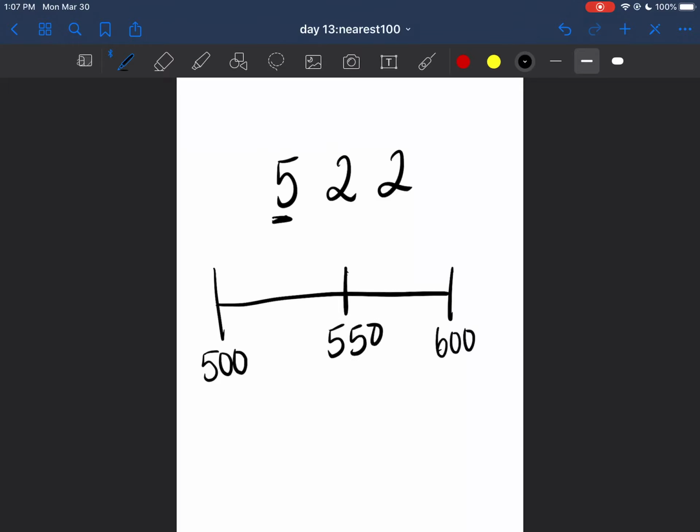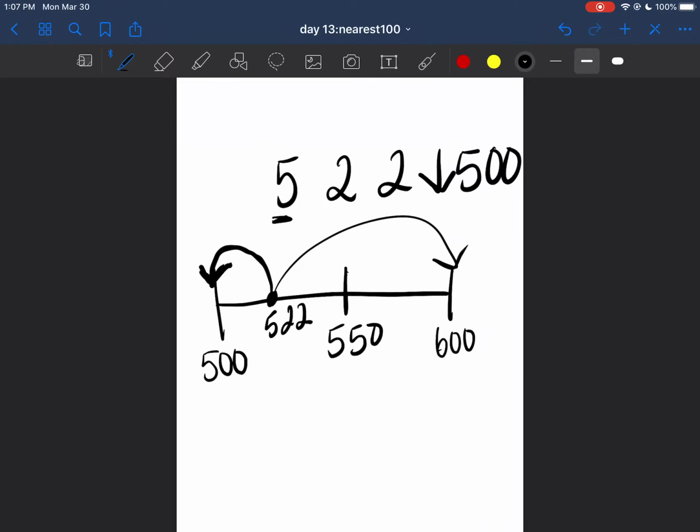Now, does 522 come before 550 or after 550? It comes before. So 522, is it closer to 500 or is it closer to 600? 522 is closer to 500, so it rounds down to 500.